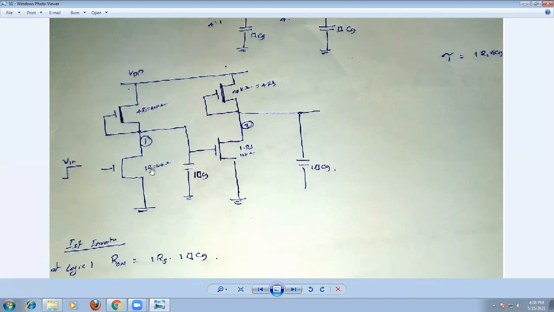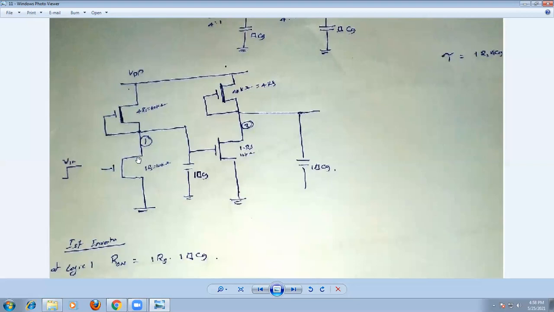Remember, when this transistor is off, the capacitor charges to the value of VDD through the pull-up transistor. But what is the condition now? Here we are applying this type of signal, so this transistor turns on. Whatever charge was there in the previous case will be discharged through this transistor.